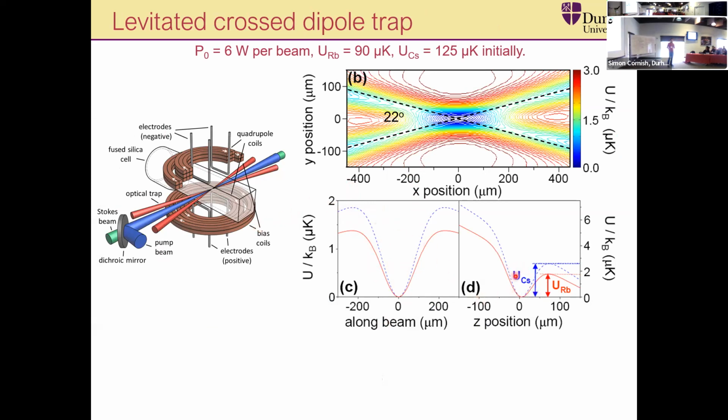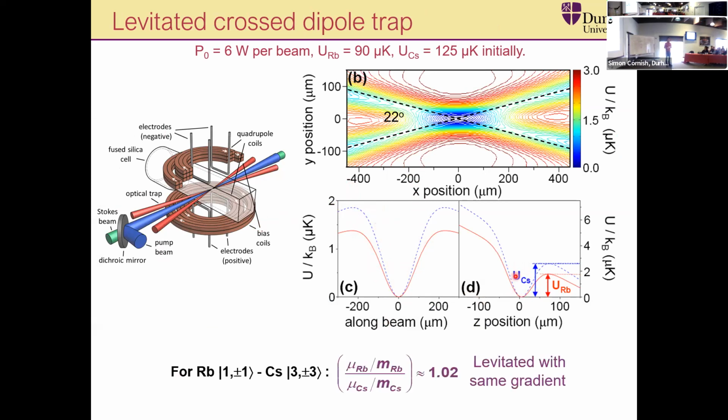Gravity is important as well. In the vertical direction, it tilts the potential. It can be useful, so use it. One of the nice things with rubidium and cesium is we can also cancel it for both species with a magnetic field. They have the same magnetic moment to mass ratio.